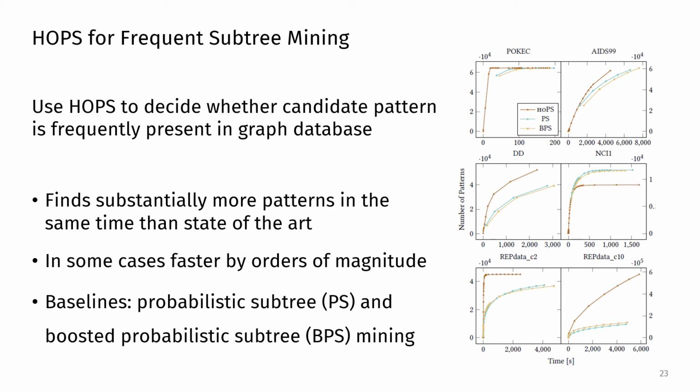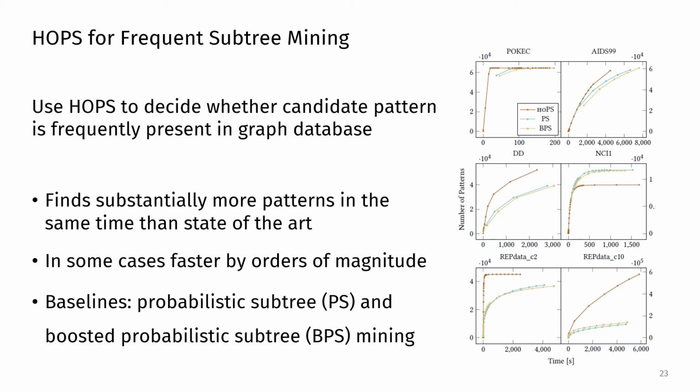As mentioned in the introduction, a second application of the HOPS algorithm is frequent subtree mining. Here we are not interested in counting the number of embeddings in a graph, but rather we have a database of many graphs, and we are interested in the frequency of a tree pattern in this database. To apply the HOPS algorithm to this problem, we run it for each graph for a certain number of iterations.